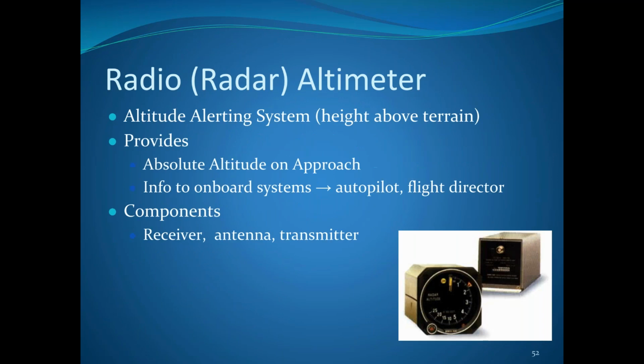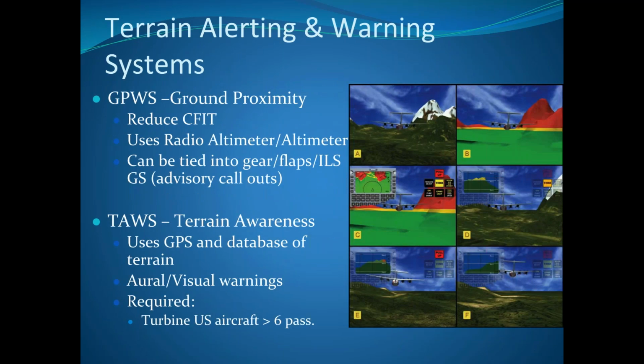So, safety systems: radar altimeter, altitude alerting system, height above terrain. That's the instrument that in the cockpit you'll hear the terrain, pull up, or the one that said minimums and then says 100, 50, 20, 10. It gives them that height above the ground. It provides the absolute altitude on approach, info to onboard systems. So it's relaying that information to our autopilot and our flight director. And it consists of a receiver, antenna, and transmitter.